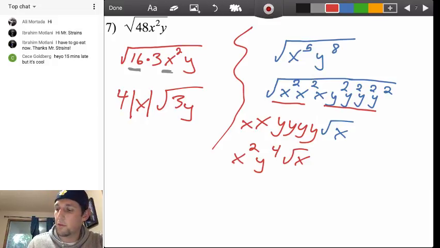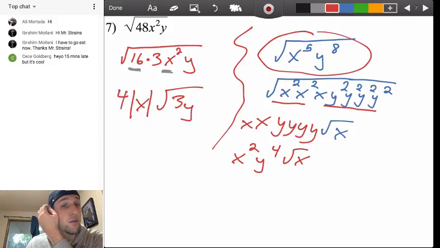Reminder, the way to shortcut this problem, instead of writing out all of those squares, is to just divide those exponents by 2. Basically see how many times 2 goes into it. 2 goes into 5 2 times with 1 left over. That's why I had 2 x's on the outside and 1 on the inside. 2 goes into 8 4 times, and it goes in evenly.